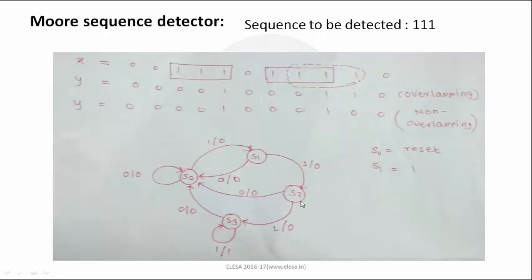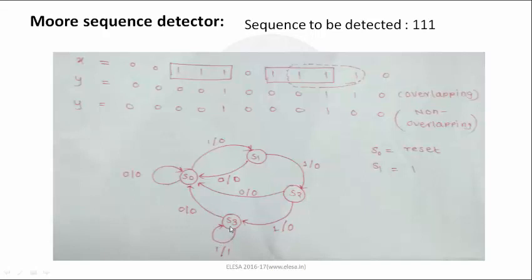Now I am on S2. When the input bit stream 1 arrives, it will go to the next state S3. And when the input is 0, it will go back to the state S0. Now on S3, we have the S2 state as 1 1. Now I am on S3, and if again it gets 1, it will remain in the same state as our whole sequence 1 1 1 is completed, so the output is 1 in this state.